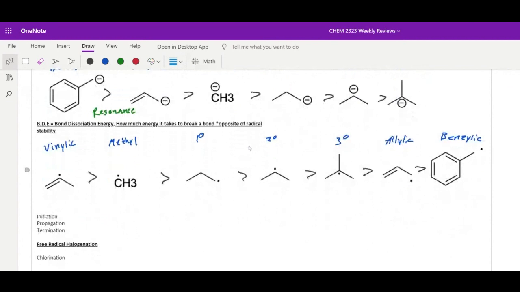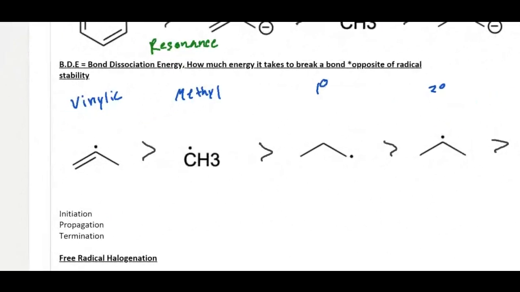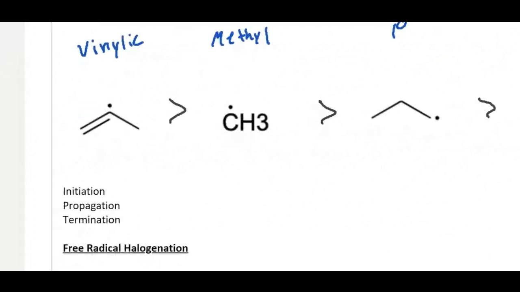All right, so moving on, I briefly talk about initiation, propagation, and termination. This is not a concept I am personally a fan of because I believe it confuses students a lot more than it helps students understand what free radical halogenation is and what is going on. But that doesn't mean you should completely ignore it.